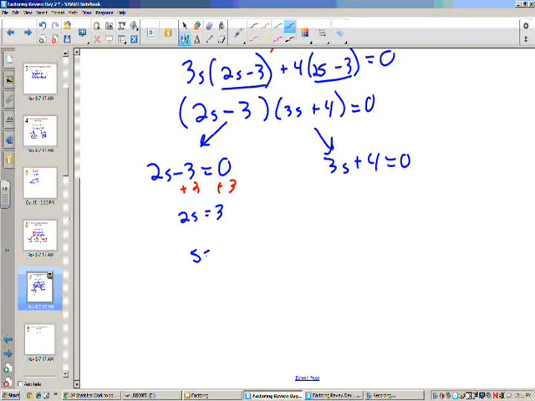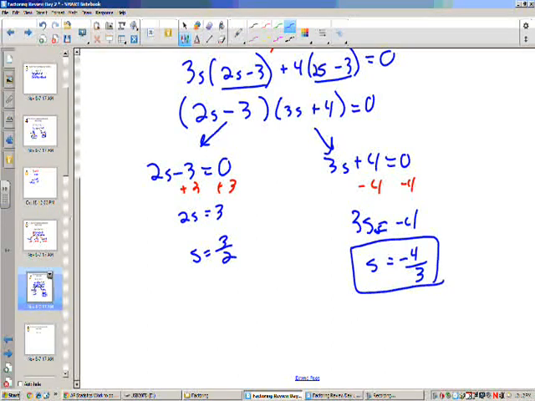But now we divide by 2, and s is going to be 3/2. Up here, I subtract 4. 3s is equal to negative 4. Divide by 3, and s is equal to negative 4/3. So these are the two values for s, 1.5 and negative 4/3.